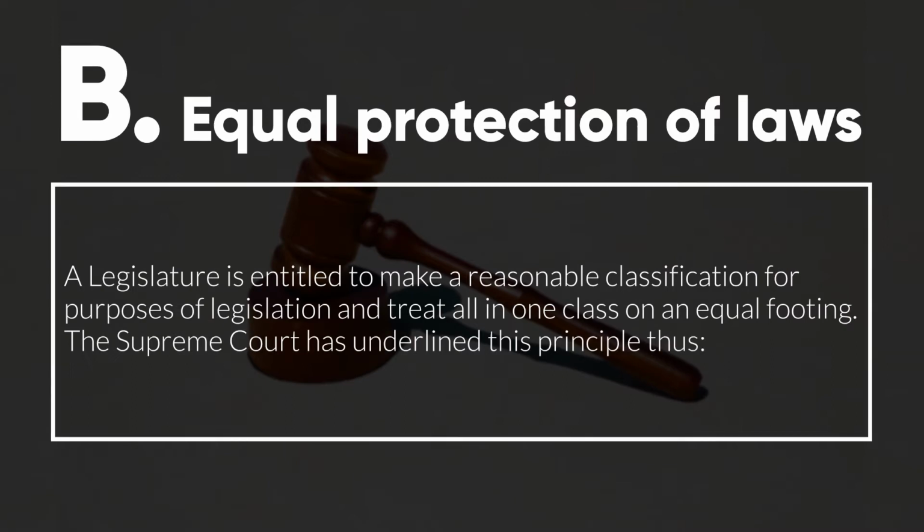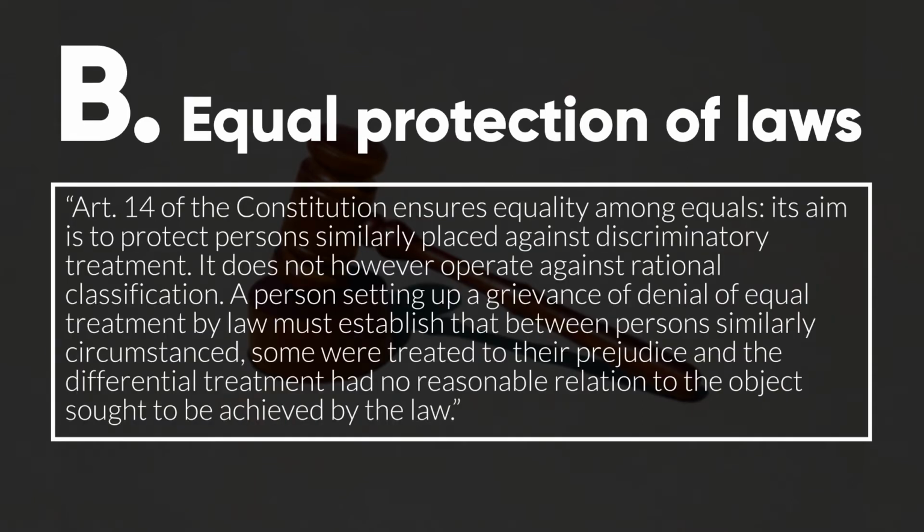A legislature is entitled to make reasonable classifications for purposes of legislation and treat all in one class on an equal footing. The Supreme Court has underlaid this principle. Thus, Article 14 of the Constitution ensures equality among equals. Its aim is to protect persons similarly placed against discriminatory treatment. It does not, however, operate against rational classification.